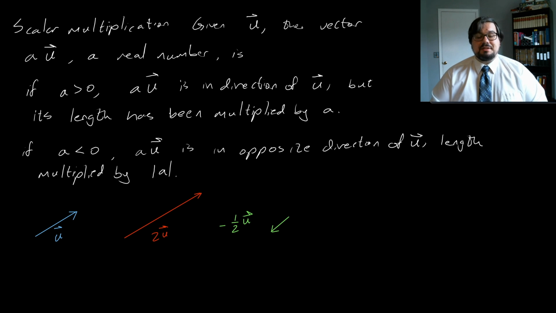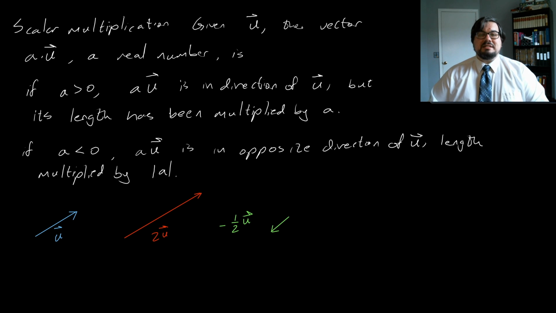We can do this with any real number a here. This is called scalar multiplication because the number a is a scalar. It's a single real number. And so with scalar multiplication, we're taking a scalar and a vector, multiplying them together and getting a new vector out of it. And that's what gives us scalar multiplication.